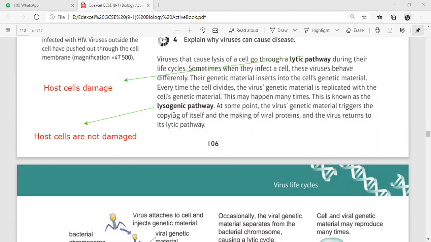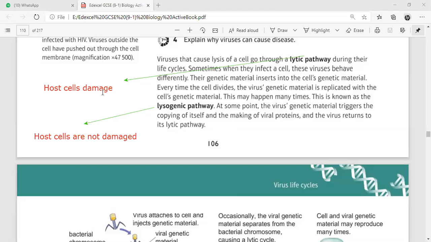What happens in the lytic pathway? The DNA or the RNA of the virus, once it enters the host cell, takes control of the machinery of the host cell. Correct? The host cell starts making copies of that particular virus, and the number of viruses increases to such a big number that ultimately the cell bursts. So that is why a lytic pathway kills the host cell.